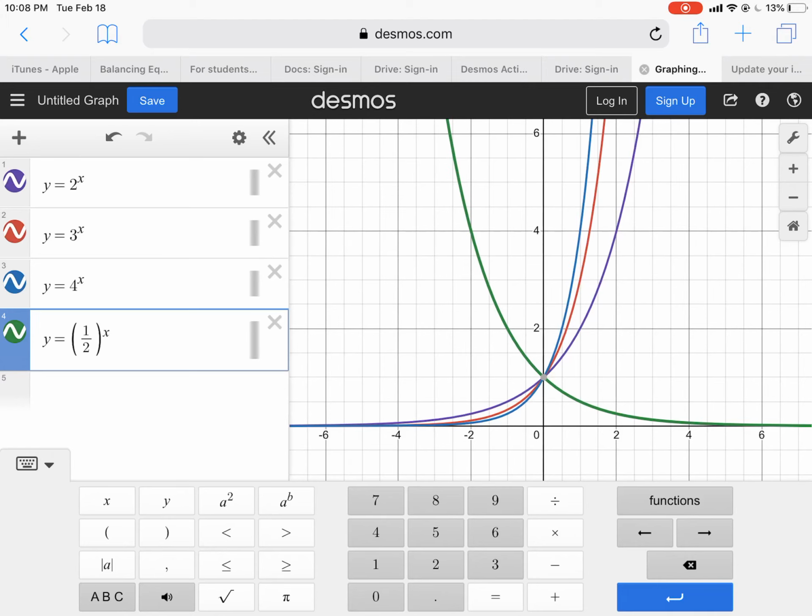Okay, so you're going to be doing a few graphings of exponentials. Hopefully that makes sense to you. And now I want to show you what a log looks like.